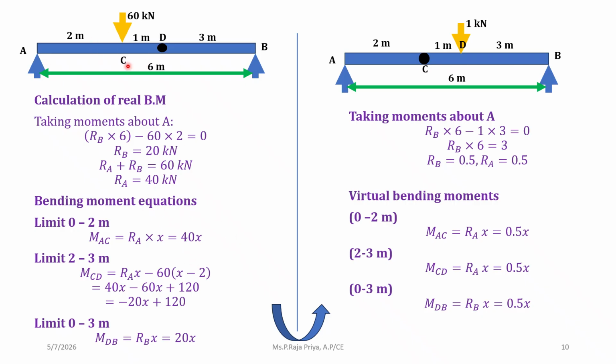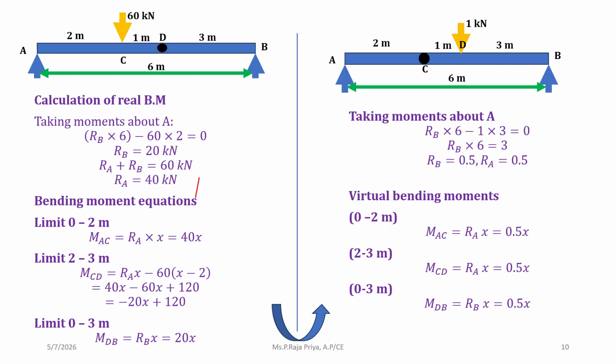Similarly, between C and D, take a section which is at x distance from A, and see that the distance of the section you are taking should be from one of the supports. You should not take the distance from in between, that is, from C you should not take the distance x. It should be from any of the ends. So here we are taking the distance x from A.